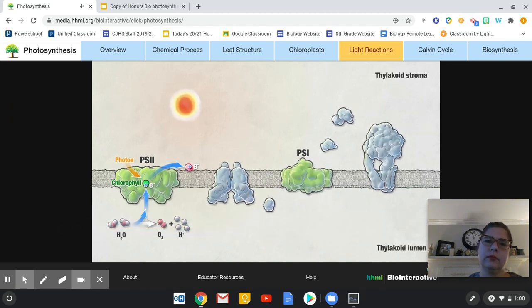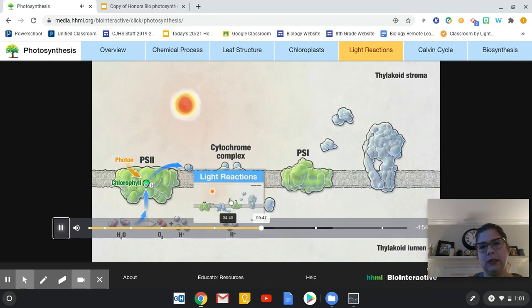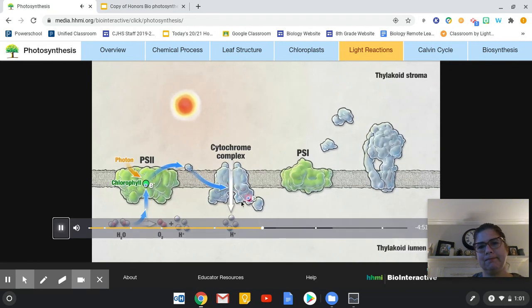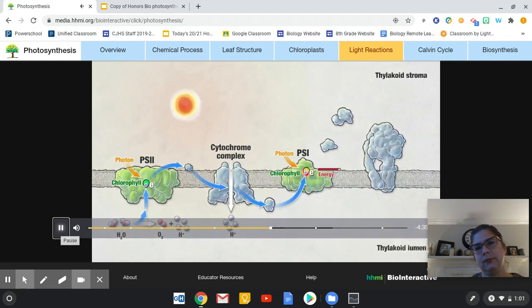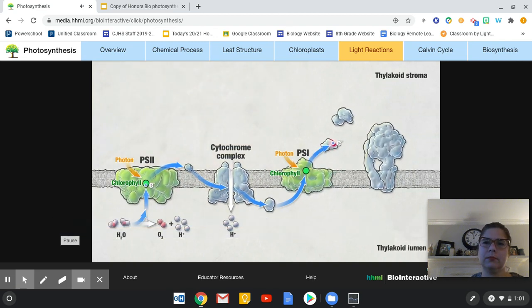The excited electrons move to the cytochrome complex. Some of the energy from the electrons is used by the cytochrome complex to transport additional protons into the lumen. The second electron carrier, a protein inside the lumen, receives the electrons and passes them to photosystem 1. These electrons have now lost most of the energy they gained from light in photosystem 2. Photons of light hit chlorophyll in photosystem 1 and excite the electrons again. The electrons are then passed to the third electron carrier.